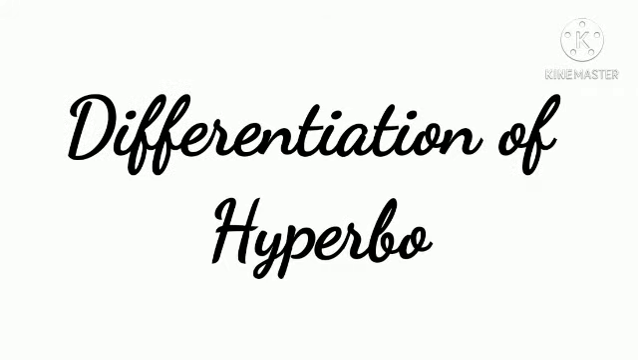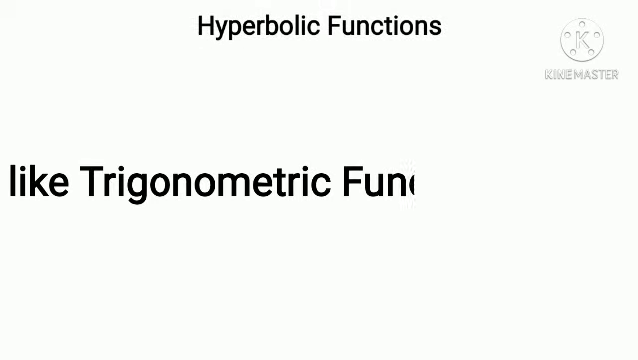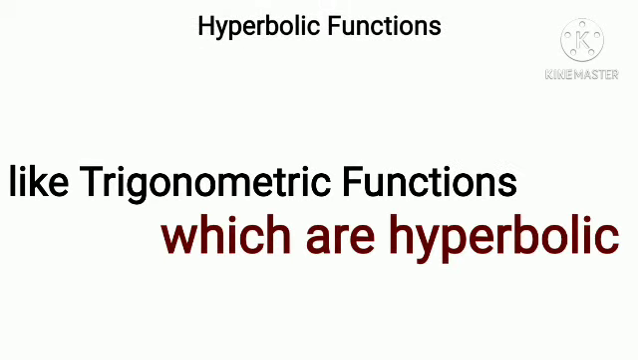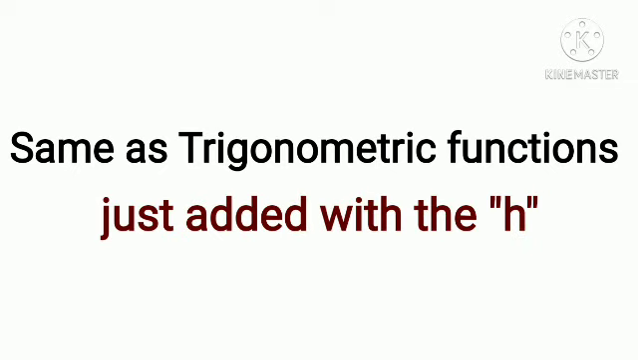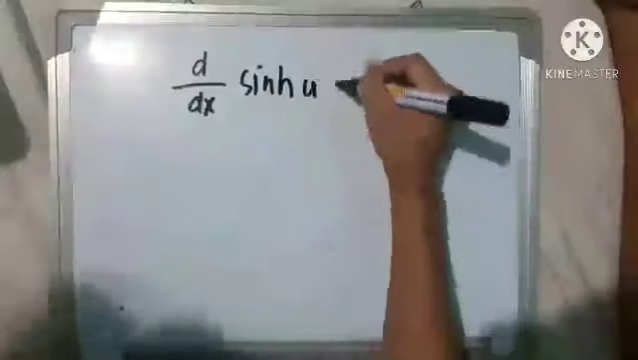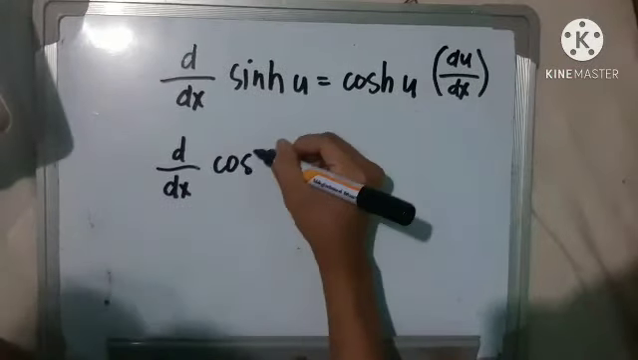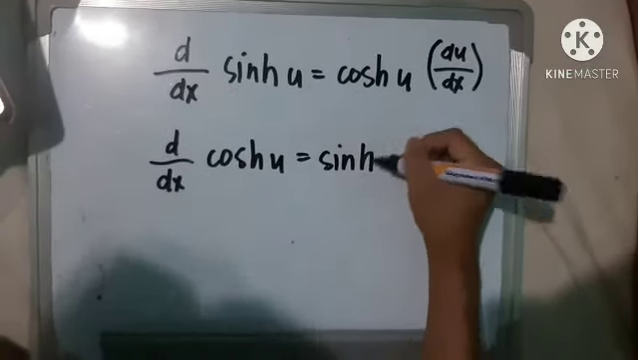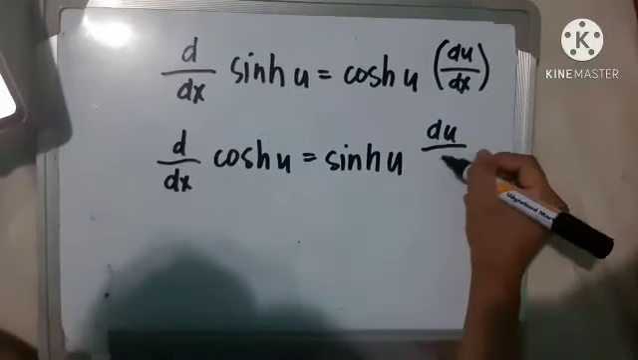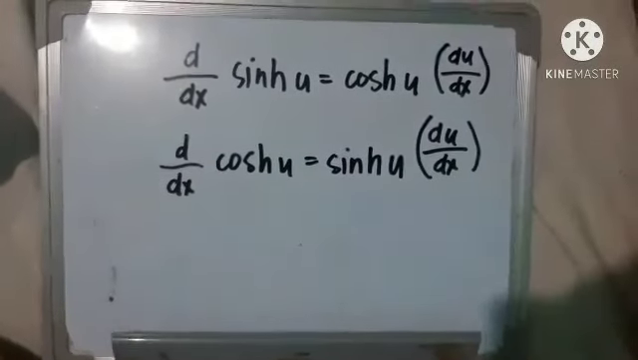Now, proceeding to the last lesson, the differentiation of hyperbolic functions. So what are hyperbolic functions? Those are just trigonometric functions which are hyperbolic. So, the derivatives of hyperbolic functions are just the same as trigonometric functions, just added with the h. For example, sinh u derives to cosh u, and cosh u derives to sinh u. It's like the trigonometric functions just added with h.